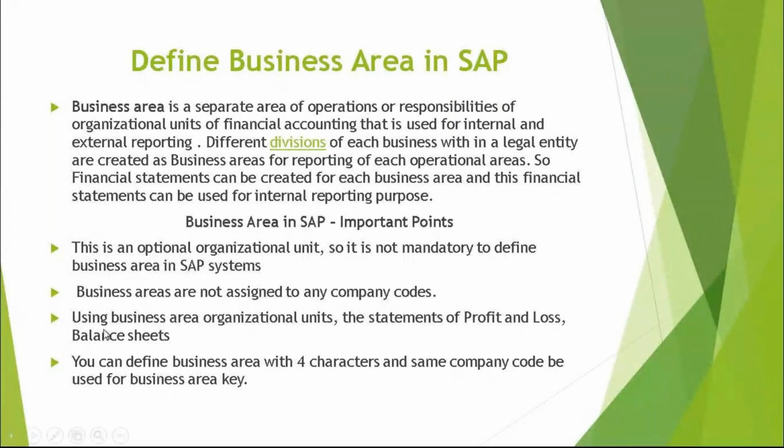Using business area organizational units, the statements of profit and loss or balance sheets can be given here. Those are the statements we can process here, as the profit and loss and the balance sheet. You can define a business area with 4 characters, or the same as the company code. As I told you, it can be a unique code or the same company code itself. As we will be using the same company, whatever I create in FI from now till the end of my class, I will use the same company code only, MCC1. So I can use the same company code to create the business area.